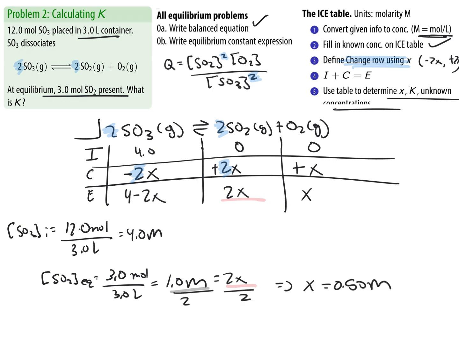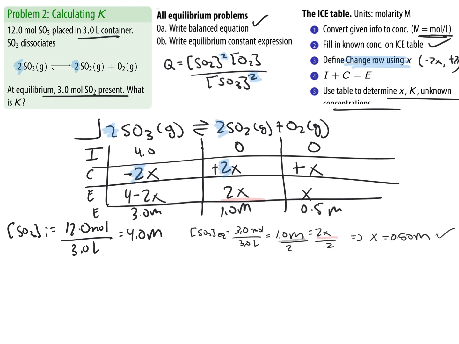Okay, with that out of the way, now that I know x, everything else is a lot easier. Because x is 0.5, I know the concentration of O2 at equilibrium is 0.5. SO2, the calculation was 1.0. For SO3, it was 4 minus 2x, so 4 minus 2 times 0.5 will give me an equilibrium concentration of 3.0 molar, just doing that same equilibrium row, but in molarity. This is going to be 1.0 molar, and this is going to be 0.5 molar.